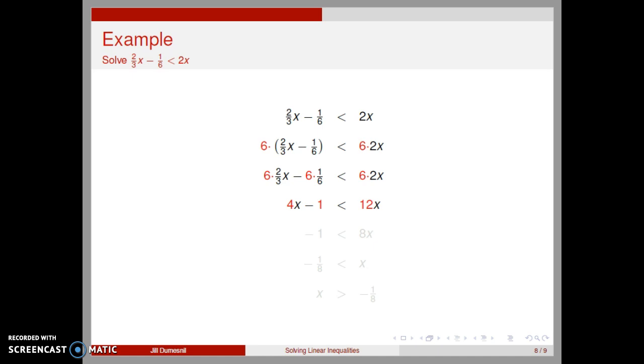Now we want to collect our x terms on one side, so subtraction of 4x on both sides of the inequality produces that -1 is less than 8x. Dividing on both sides by +8 produces -1/8 is less than x. Notice that we were dividing by a +8 or multiplying by a +1/8, which maintains the inequality. Rewriting, essentially for ease of reading the solution, we might write x is greater than -1/8.